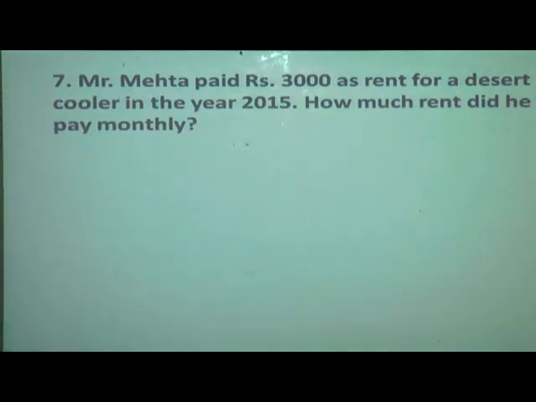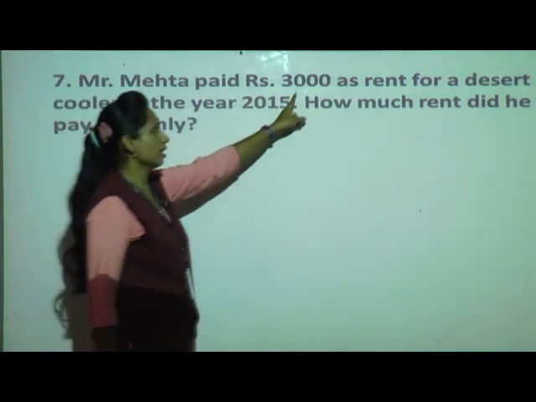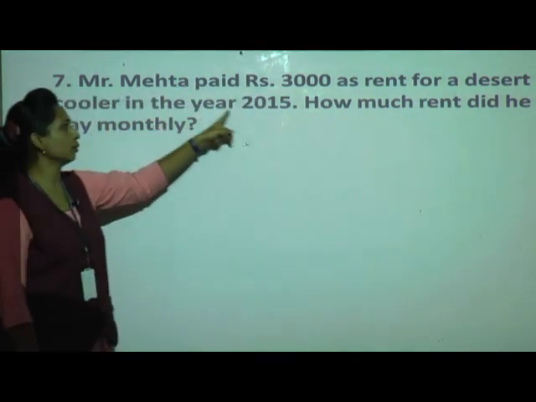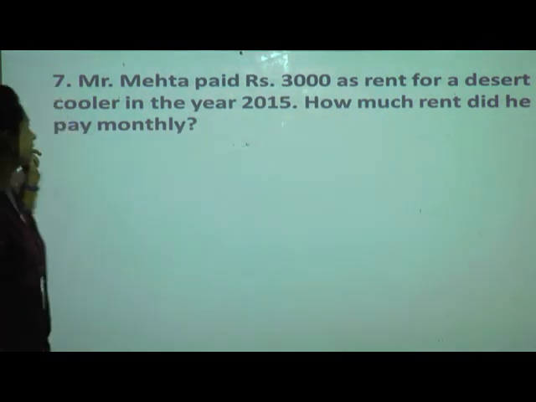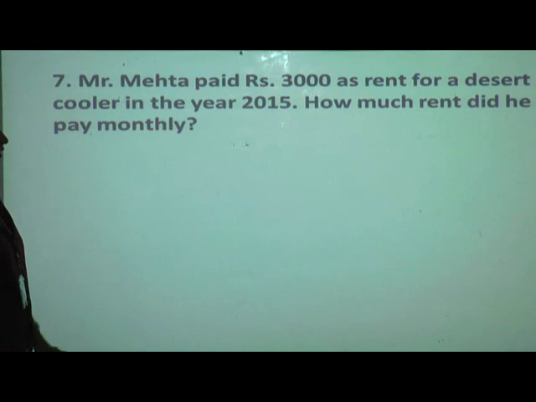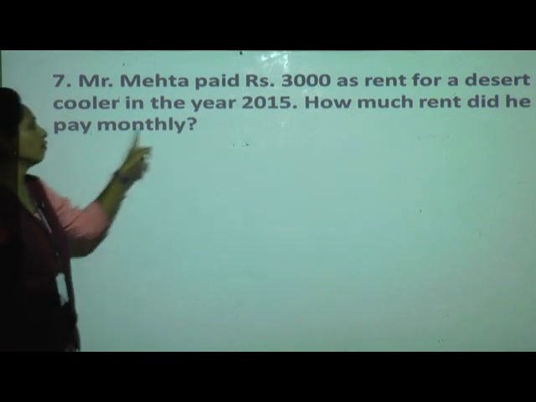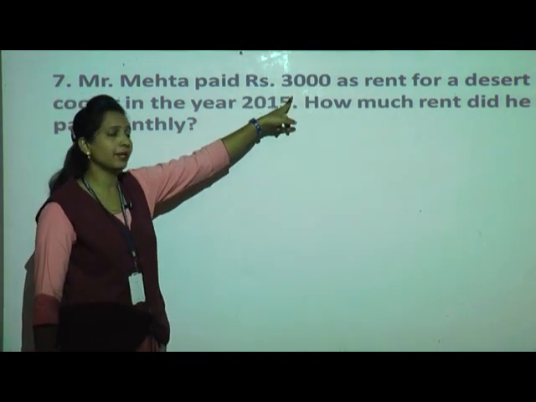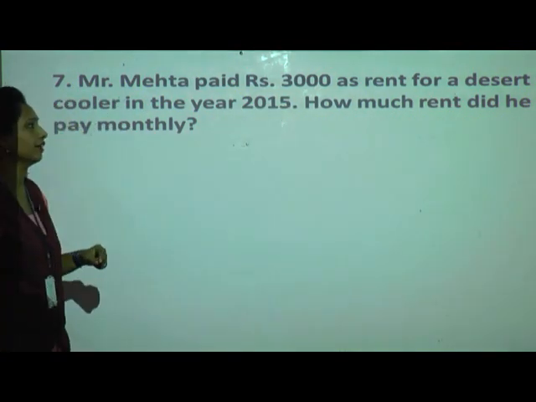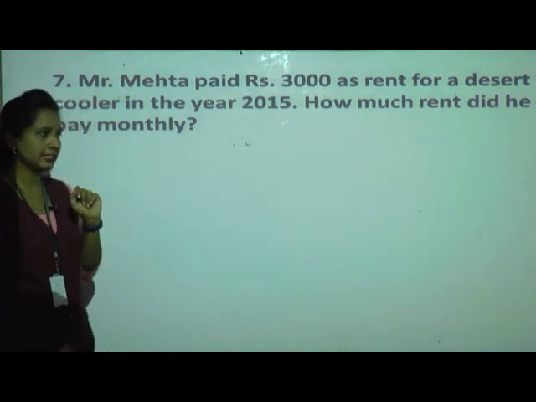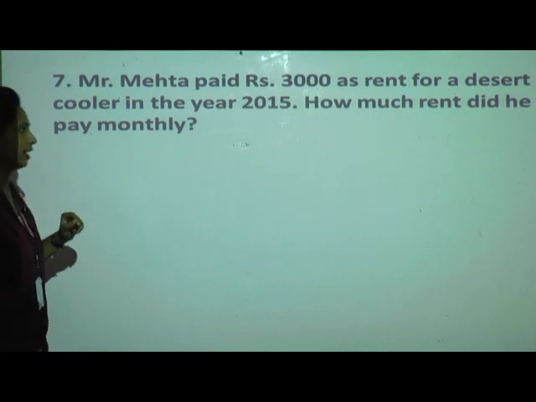Now see the 7th one. What is the 7th question? Mr. Mehta paid rupees 3000 as a rent for a desert cooler in a year 2015. How much rent did he pay monthly? So Mr. Mehta, he used to pay the rent for the desert cooler for 1 year. In which year? 2015. Whole year how much he paid? 3000. Now what we have to find out? How much he used to pay for 1 month, isn't it? For that we need to divide it.